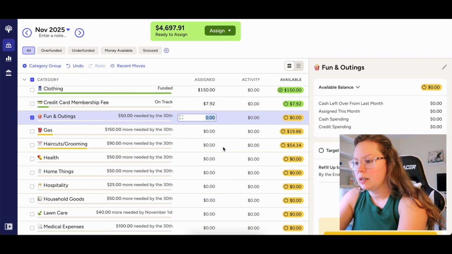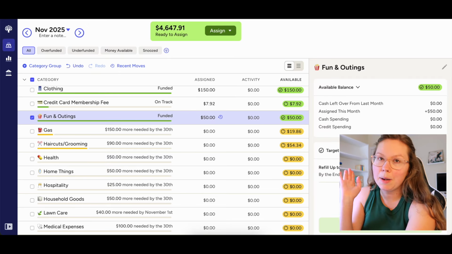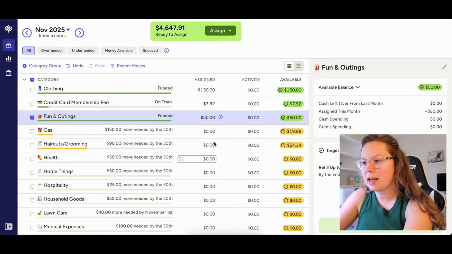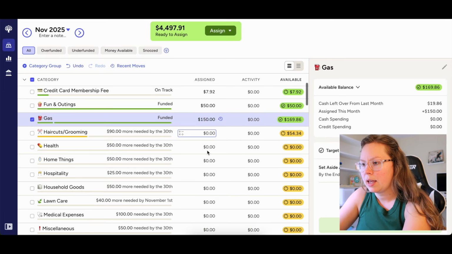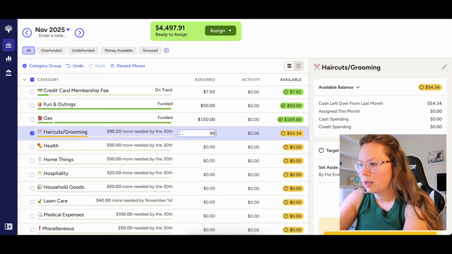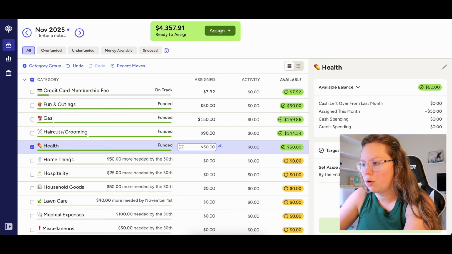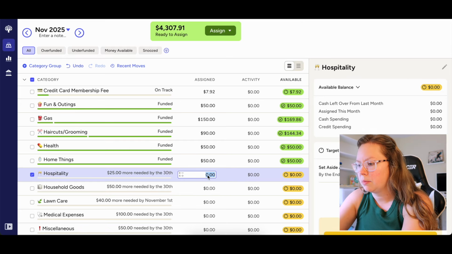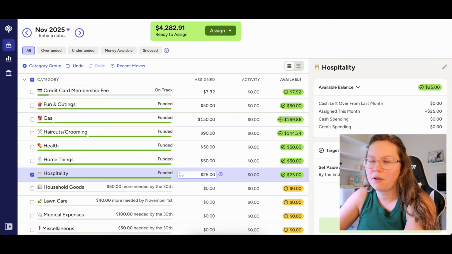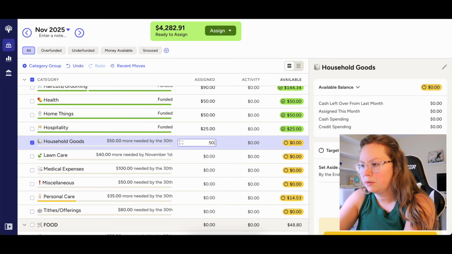Okay, fun and outings. $50, that's if we're going to a pumpkin patch or something like that. Then we have gas, $150 for that. Haircuts and grooming. We have health, I'm going to do $50. Home things, I'm going to do $50. Hospitality, I'm going to do $25. That's for when I have cookbook club or things like that. Then $50 for household goods.